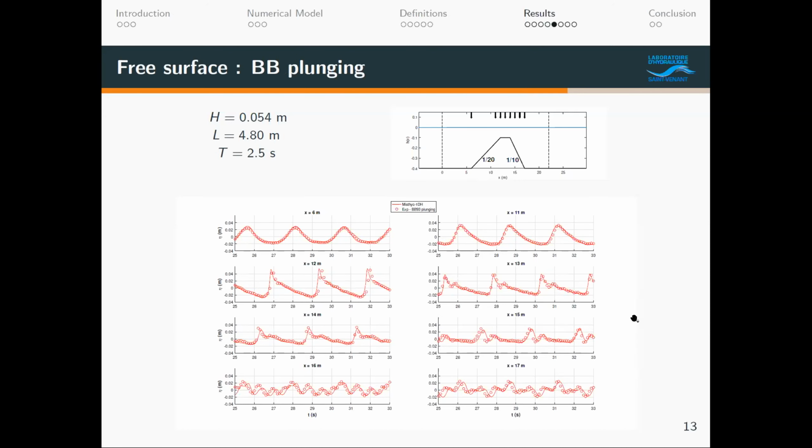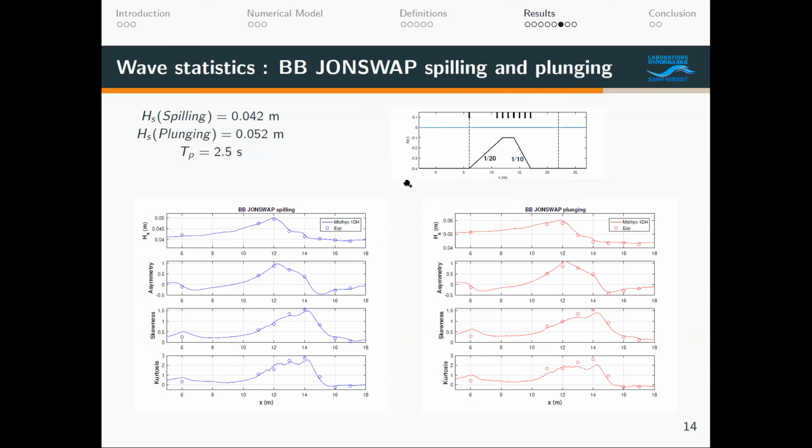And this is a similar test case as earlier, but with a larger wave height and a plunging breaker. And again, we see overall the same results in this case as well. And then here we look at two similar irregular test cases, one with a significant wave height of 0.042 meters, so that's a spilling one, and then 0.052 meters for a plunging one. And at the bottom, you see the evolution of these significant wave heights and some statistical quantities defining the nonlinearity and the shape of the wave across the domain.